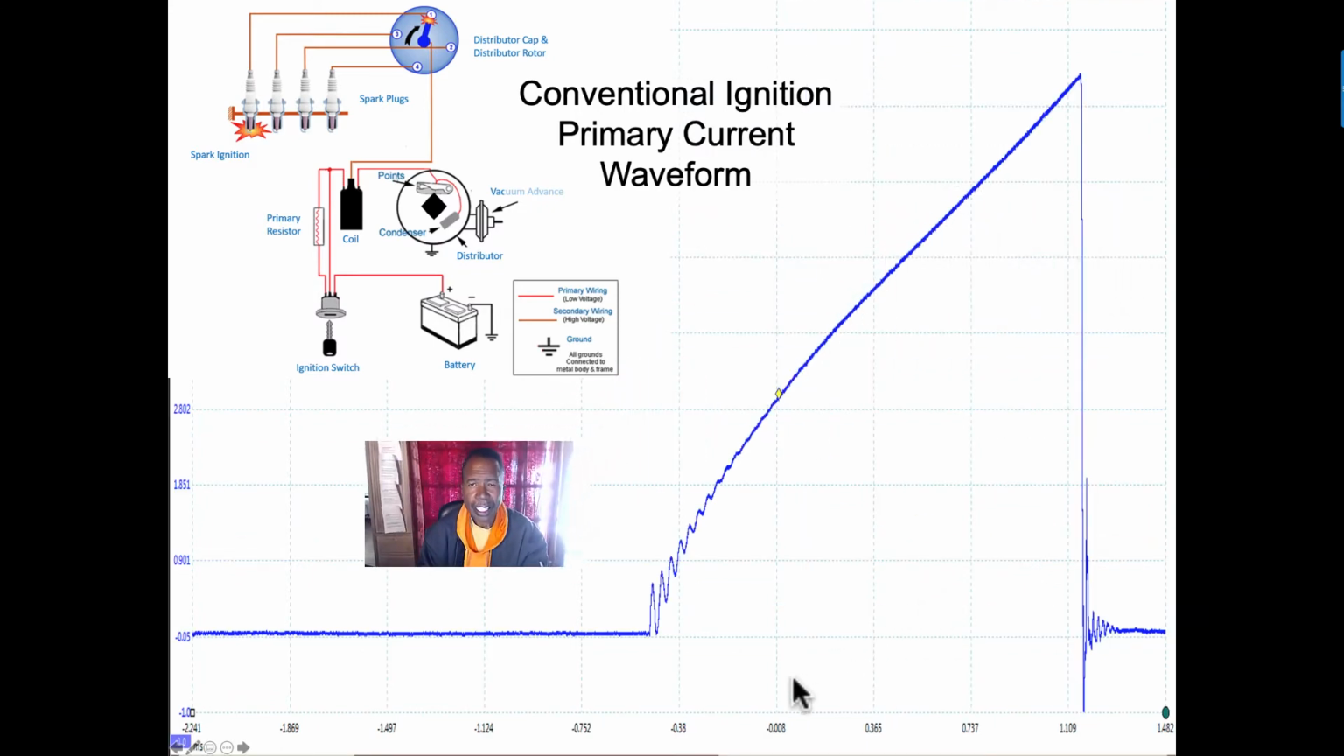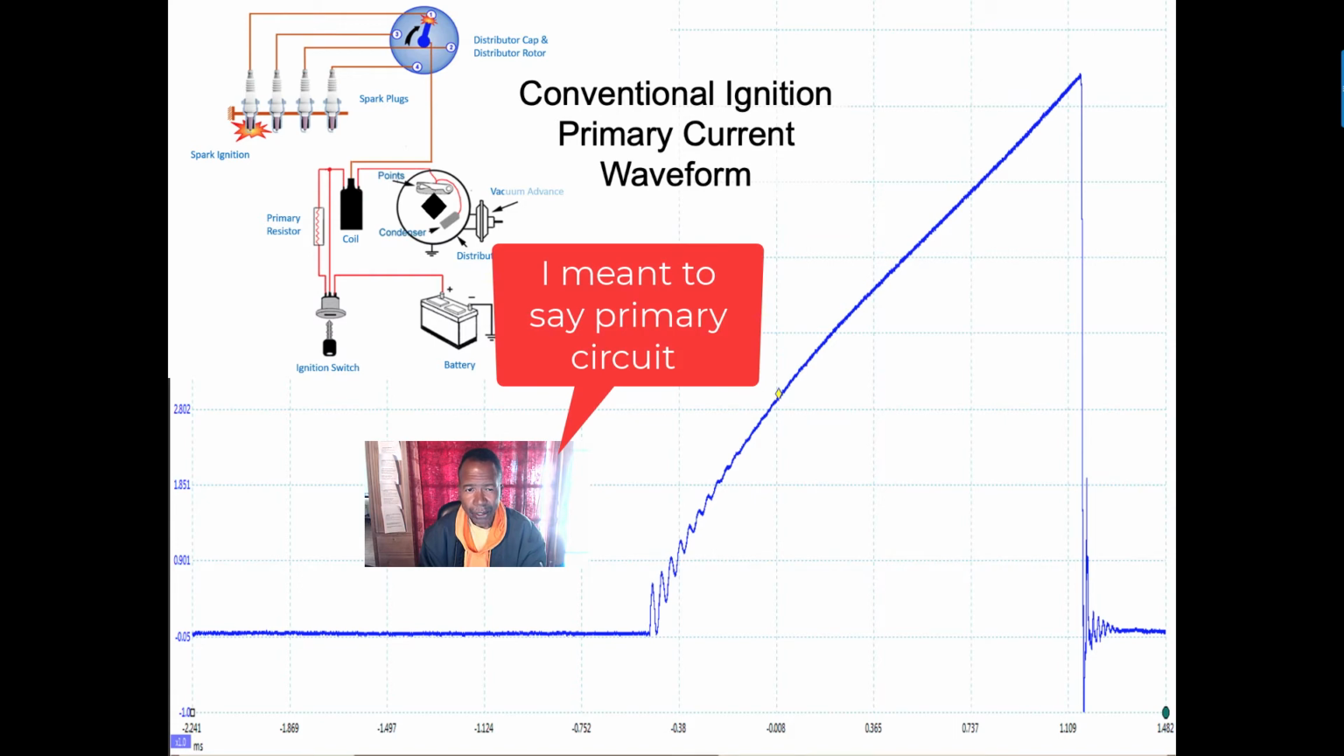This is an amp probe. It's another way to look at your secondary ignition circuit. I'm looking at this amperage circuit. It's not voltage now, now we're on an amp probe. Down here is 0.